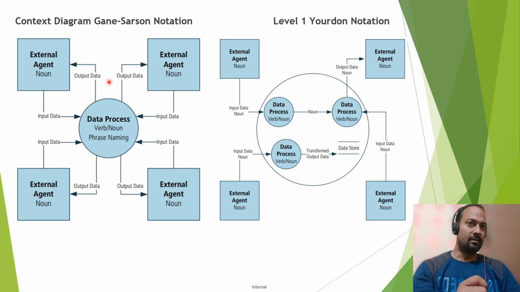And you can clearly see the external agents, then the output data, input data. So you can say an external agent is nothing but any source from where the process is consuming the data, or the external agent could be the point where the data is being sent, the consumer of the data, right? So external agent could be either of these two, and the same thing goes for the Yourdon notation as well.